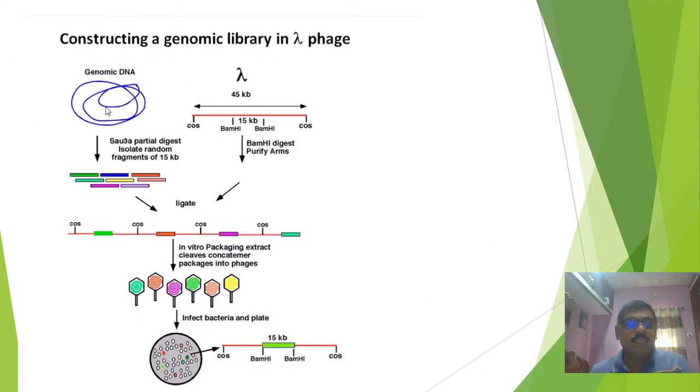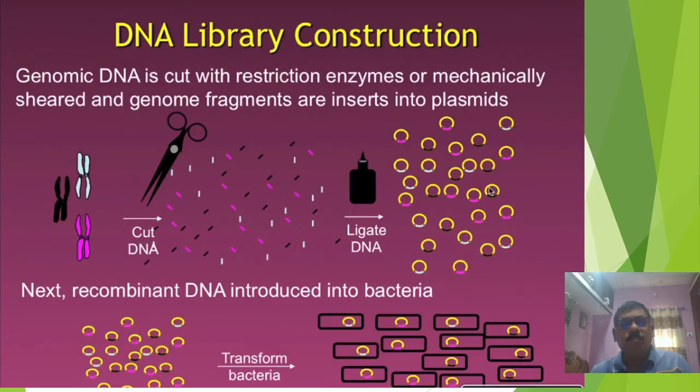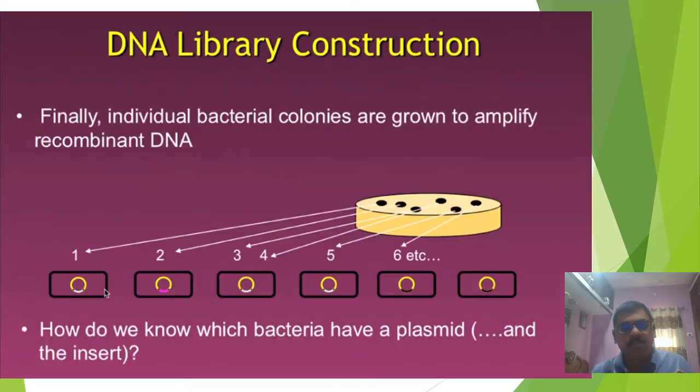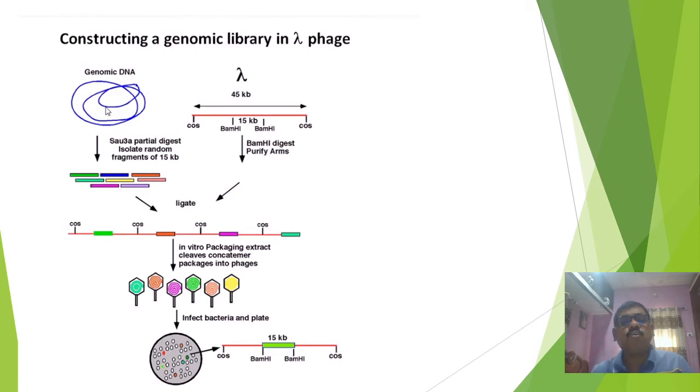So in this way, these are the steps of making the DNA library, or construction of the DNA library by the shotgun technique, by using a bacterial plasmid and the bacterium. Likewise, you can construct the genomic library by using viruses also, by using the lambda phage.